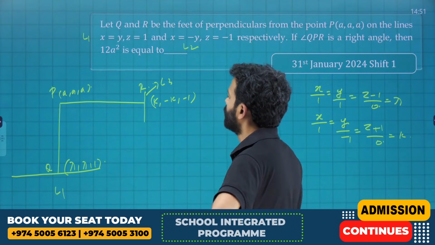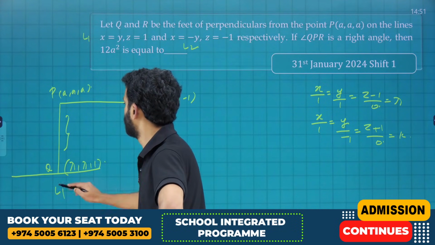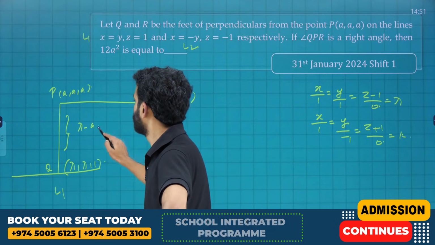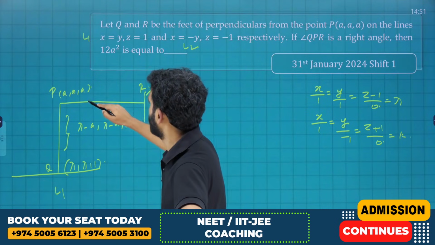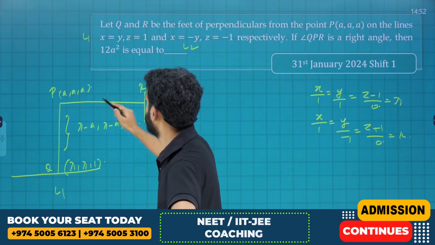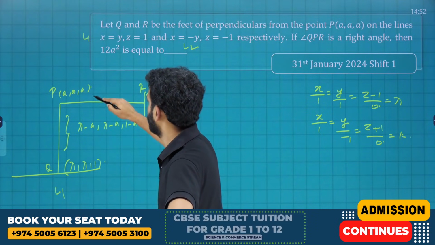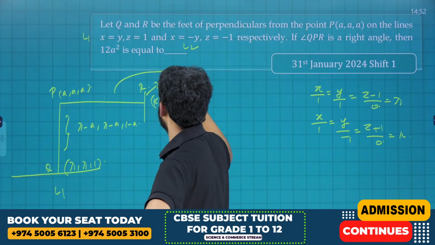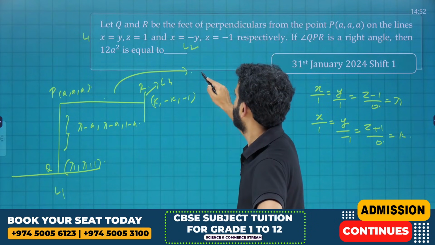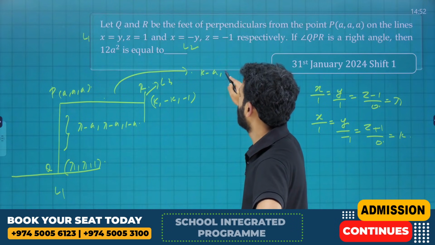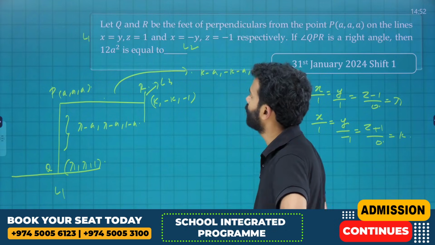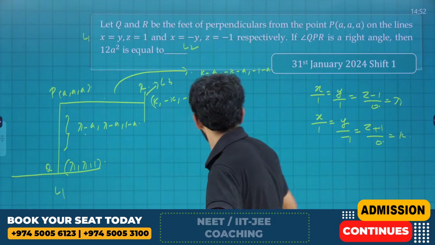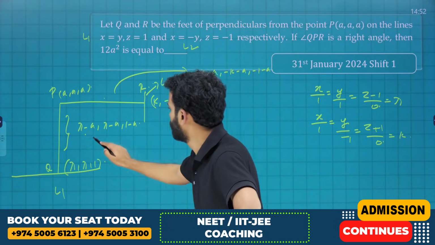Let's try and sort it out. So what is the direction ratio of this one? That is lambda minus a, 1 minus a. And what is the direction ratio of this one? That is PR. That again, I'm going to write it here. In here it will be k minus a, minus k minus a, and minus 1 minus a. So these direction ratios will be perpendicular to 1, 1, 0, right?